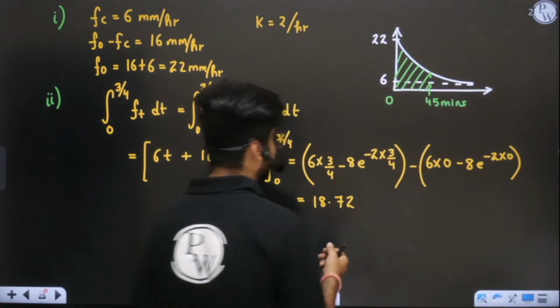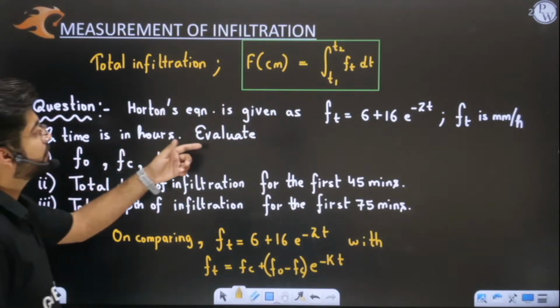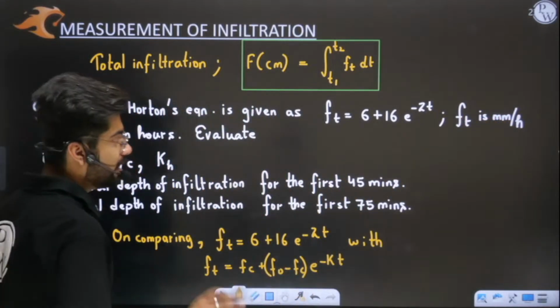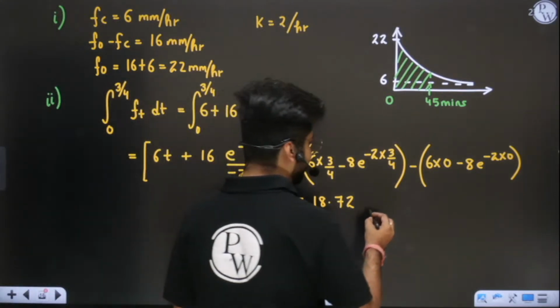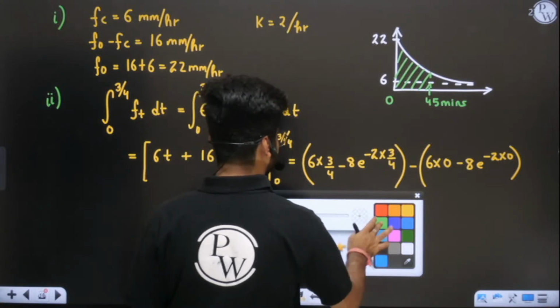Tell me the unit of your answer. It will be in mm. Okay, everything should be in mm. So I will write 18.72 mm. Similarly, now find the third part.